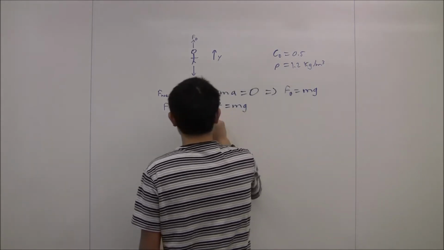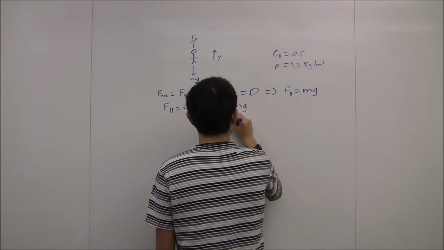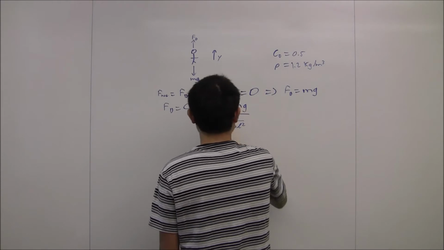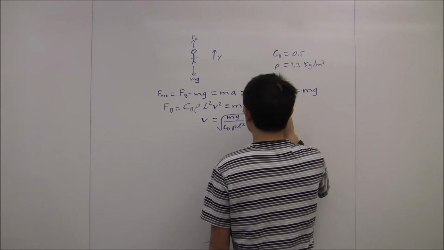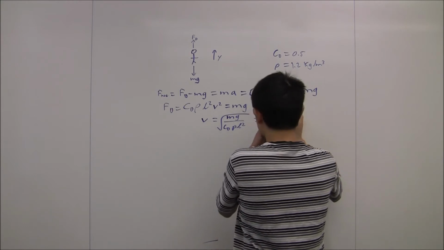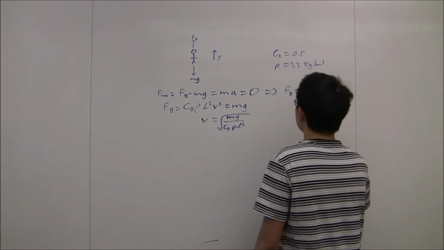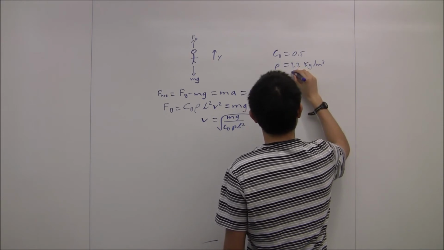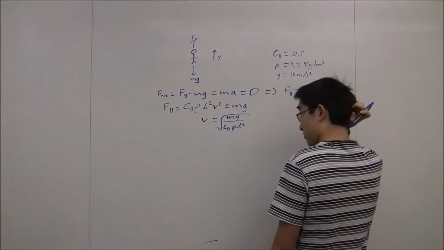So now, rearranging terms, if we isolate for v, we get that v is going to be equal to the square root of mg over the drag coefficient times rho times L squared. Let's leave L out first. So now we know that g is going to be approximately 10 meters per second squared.